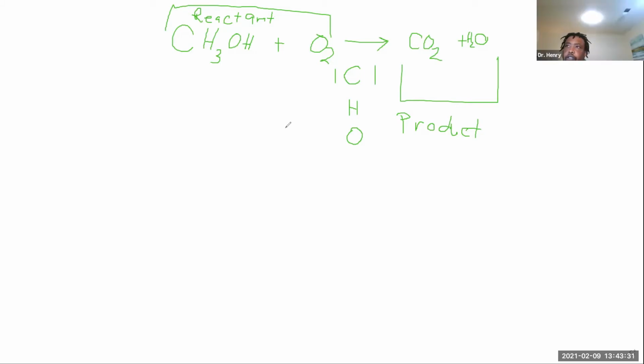How many hydrogens are on the reactant side? 4. And then on the product side, that's 2. How many oxygens on the product side? 3. And on the reactant side? 3. Okay, is it balanced? No.